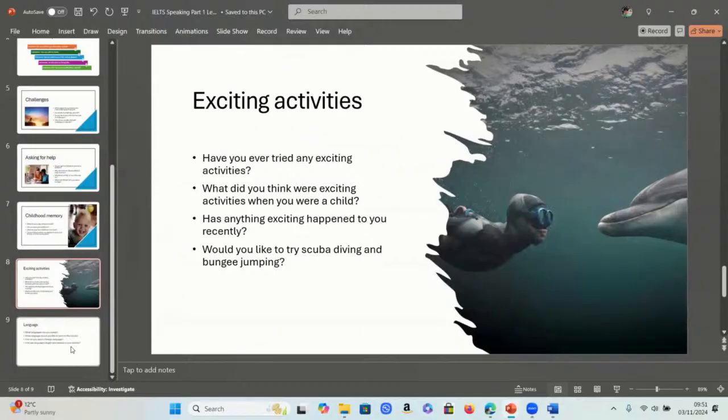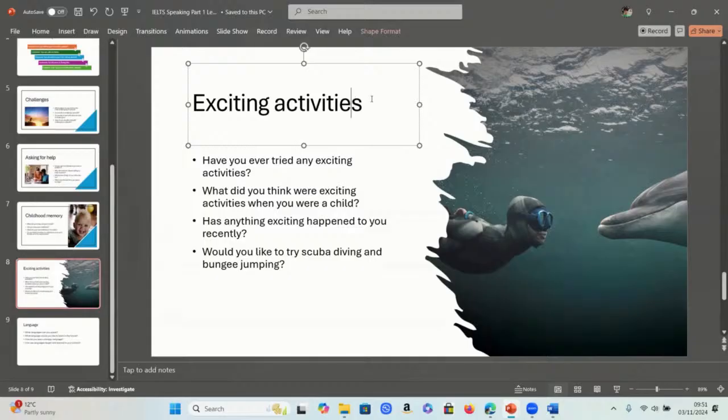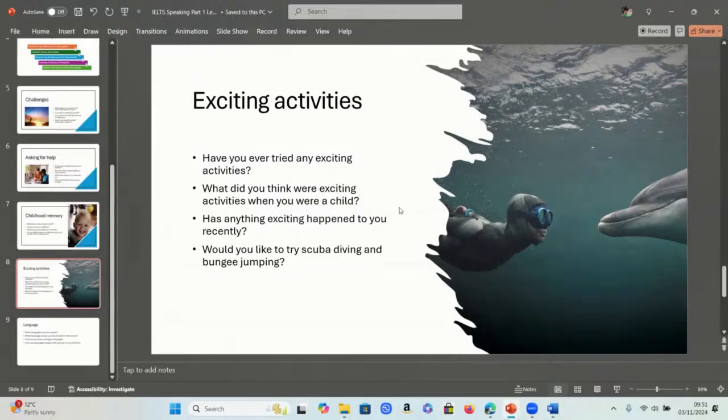So here's one, this one is being used at the moment. And so it seems a little vague in the sense of exciting activities. What do you mean, exciting activities? Activities, they tend to mean physical, energetic things like bungee jumping, or scuba diving or swimming with dolphins. Even more exciting would be swimming with sharks, but I do not recommend doing that. But it's a "have you ever".